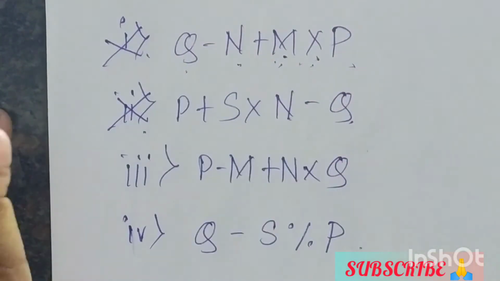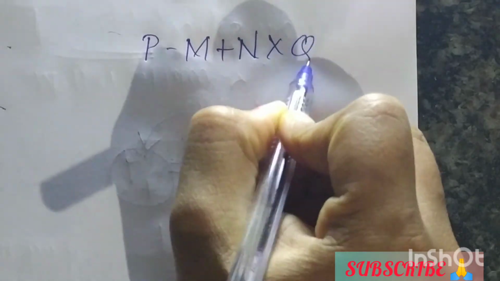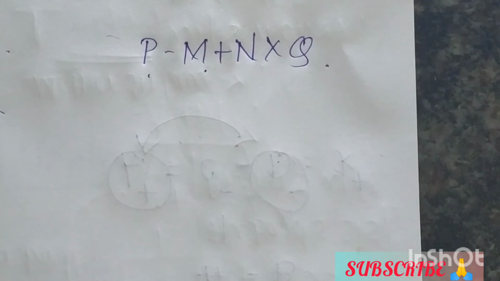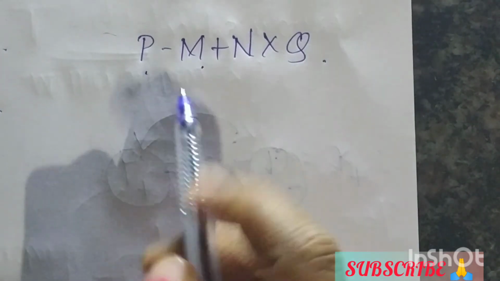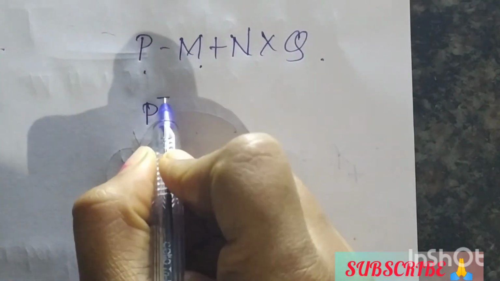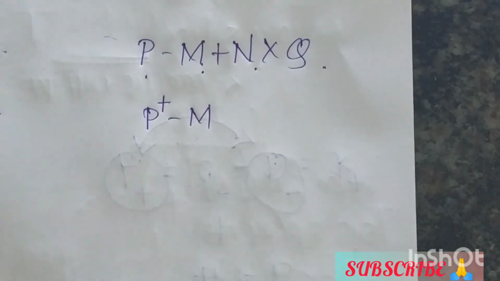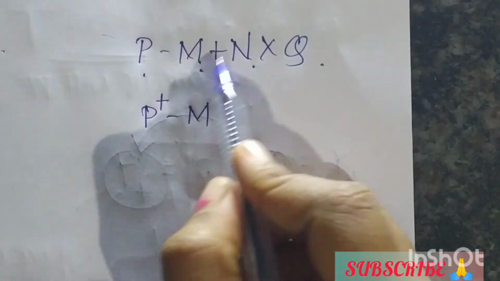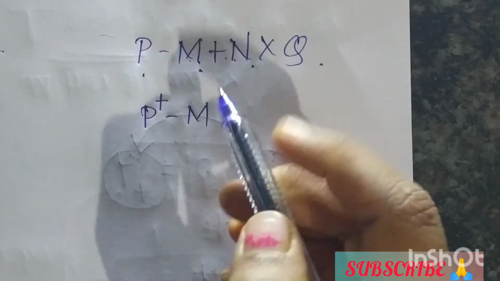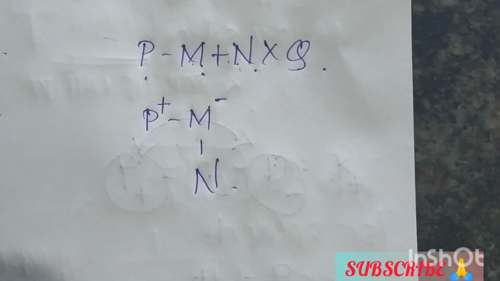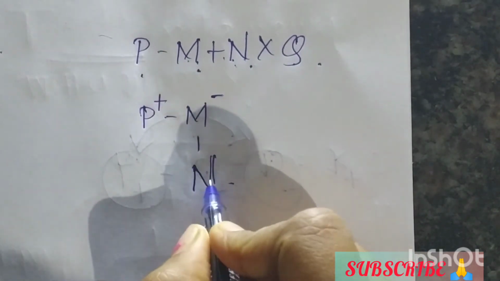Now our third option. Our third option is P minus M plus N into Q. What is P minus M? A minus B means A is brother of B. So P is brother of M. M plus N means A is mother of B, so M is mother of N. Then N into Q means A is sister of B. So N will be sister of Q.